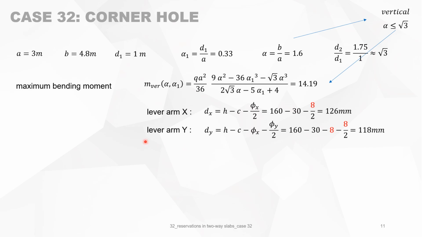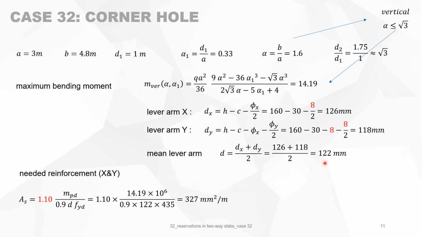To convert it into reinforcement, we calculate the mean lever arm, which is 122 millimeters, and the reinforcement is 1.1 times the maximum bending moment divided by the lever arm and the yield strength of the reinforcement. Gives you 327 square millimeters per meter, or a diameter 8 every 150 millimeters will be fine.